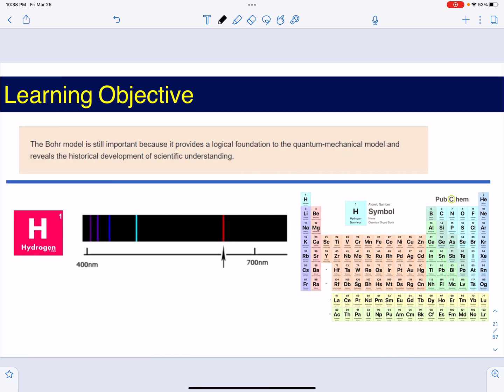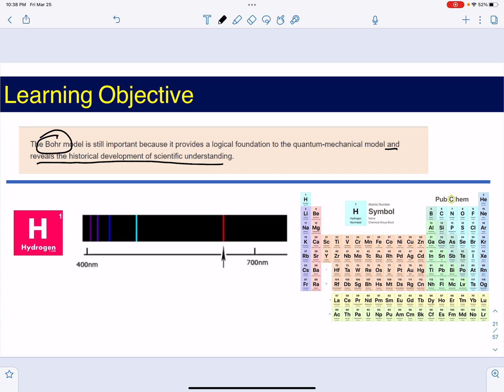But let's see first, why do we need another model? Well, here's the reason. The Bohr model is important because it provides a logical foundation to the quantum mechanical model, basically implying the quantum mechanical model comes after the Bohr model and is a better model. So the Bohr model is lacking. And we also see that it allows us to understand historically the development of the scientific understanding. What this is saying is the Bohr model has problems.